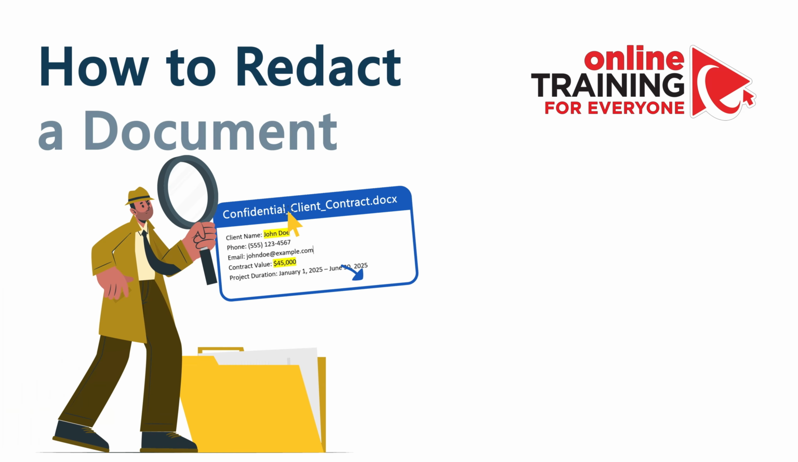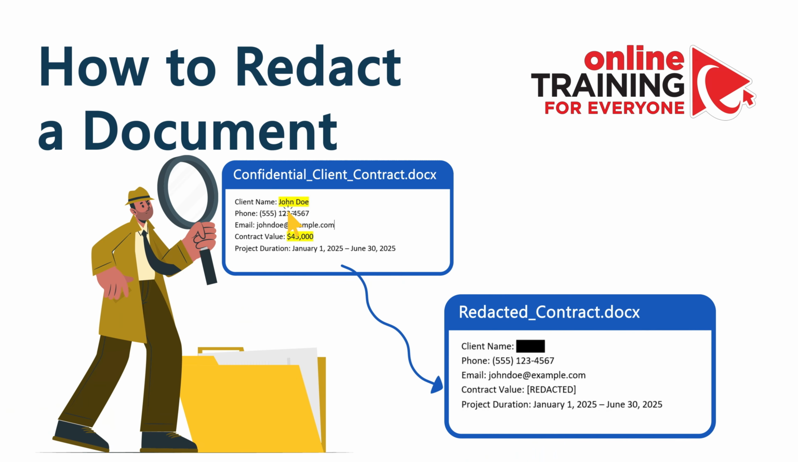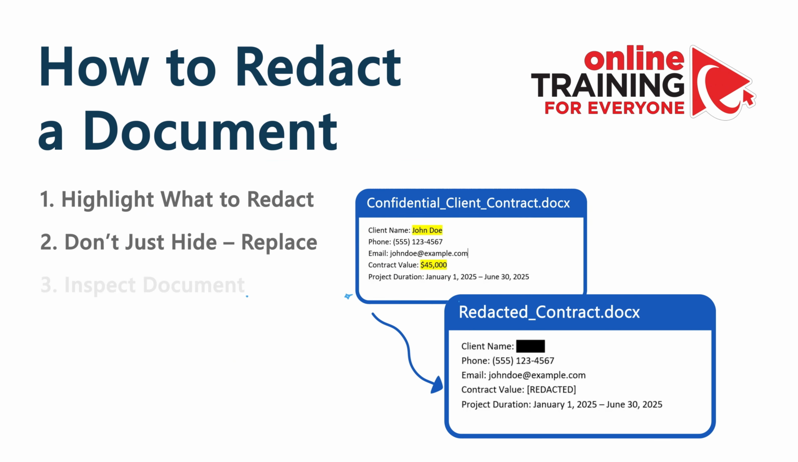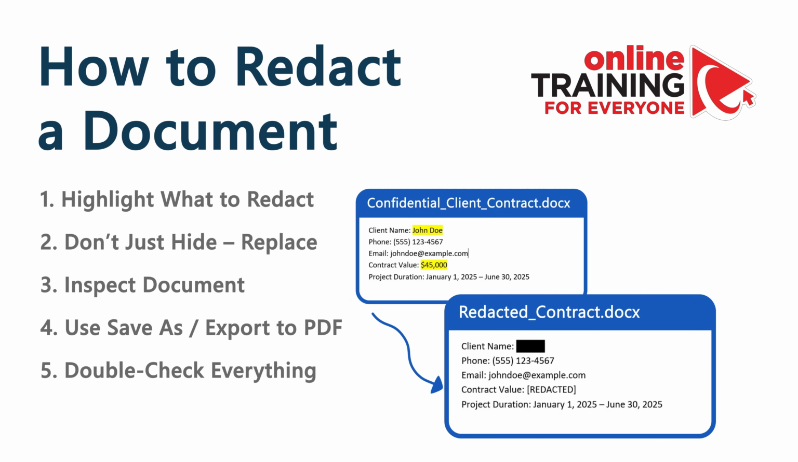In this quick and practical tutorial, you'll learn how to solve this common everyday problem step by step. A lot of times, you need to share a document but remove sensitive data, like names, account numbers, or confidential terms, before sending it out. This process is called redaction.